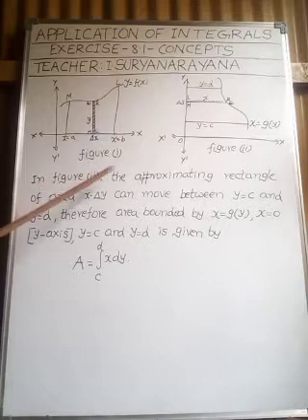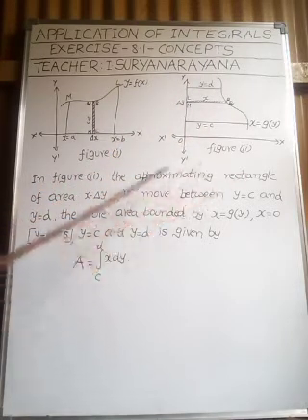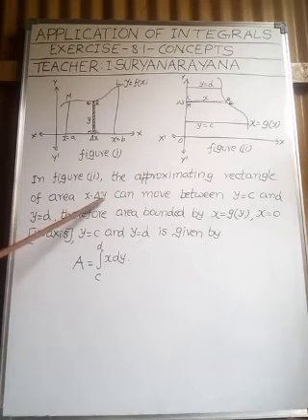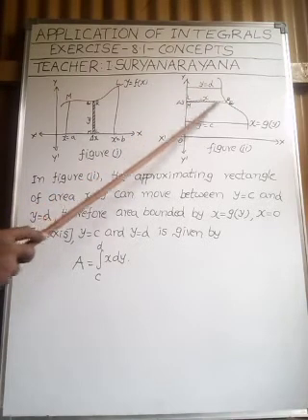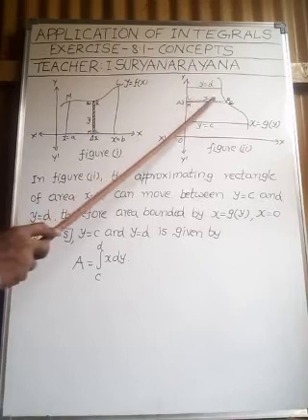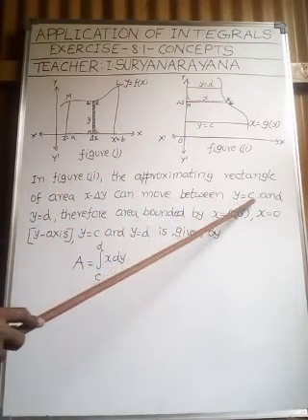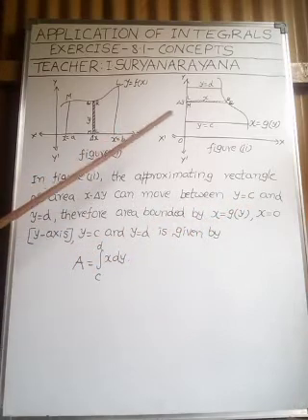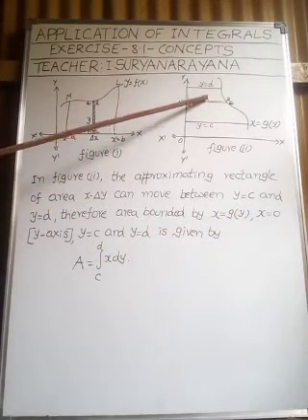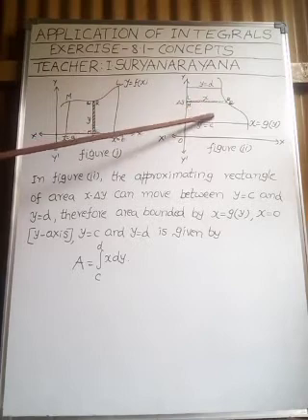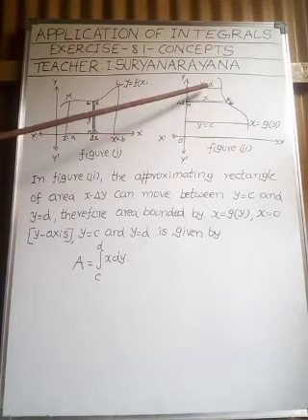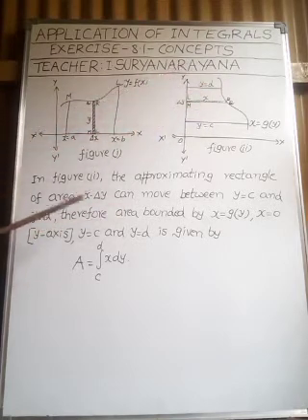In figure 2, observe this figure, my children. In figure 2, the approximating rectangle of area x into delta y. The area of the rectangle, length into breadth, that is x into delta y. It can move between the lines y is equal to c and y is equal to d. This horizontal rectangle is moving between the lines y is equal to c and y is equal to d. Understood this point, my children?